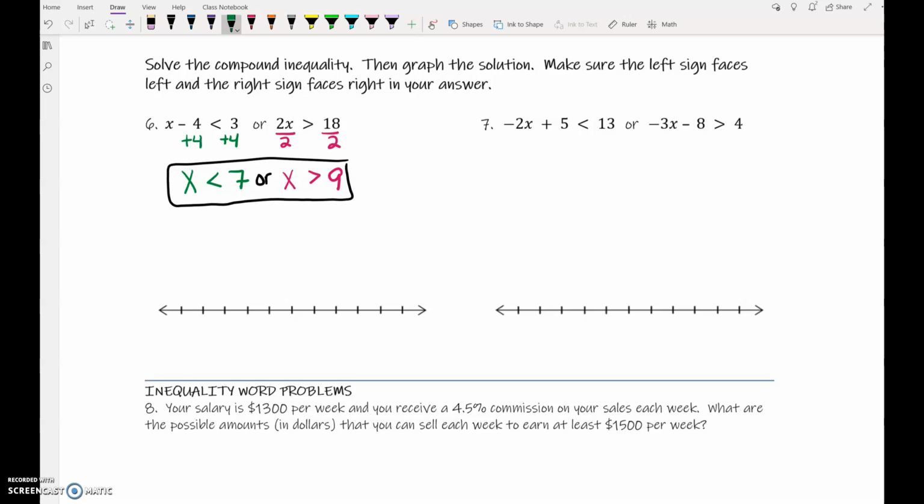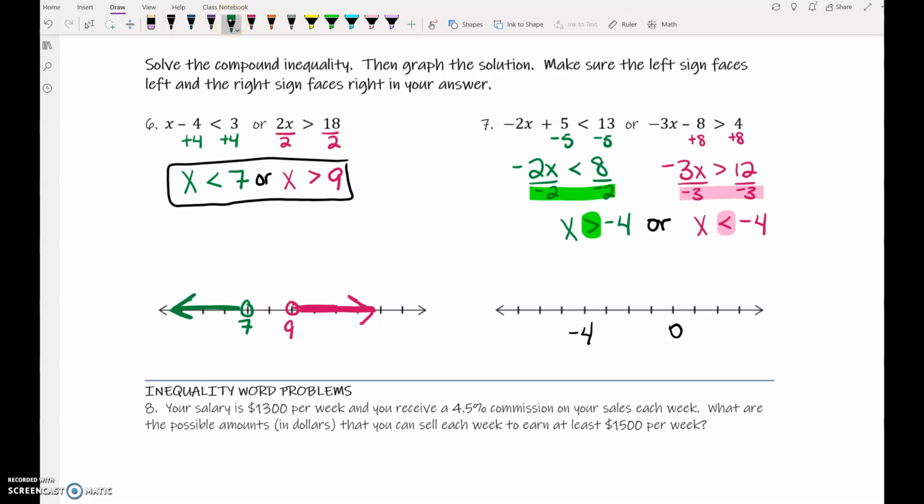To graph this, put 7 on the number line, put 9 on the number line. Open circle on both of them because neither has the equal. X is less than 7, which means we shade to the left of 7. X is greater than 9, which means we shade to the right of 9. Basically, we're saying you can't have 7 or 8 or 9. You can't have any of those numbers, but you can have the rest of them. On your own, take a moment, solve both inequalities in number 7 and put them both on the graph together.